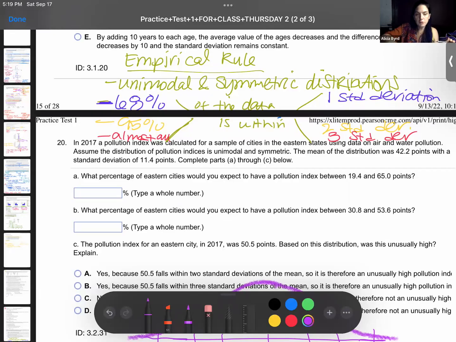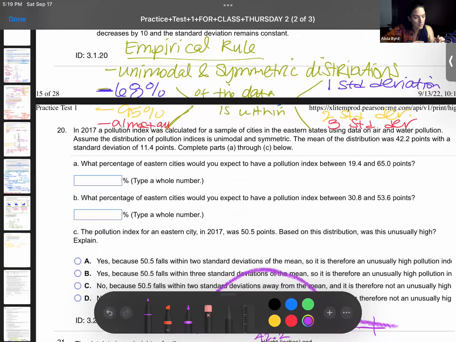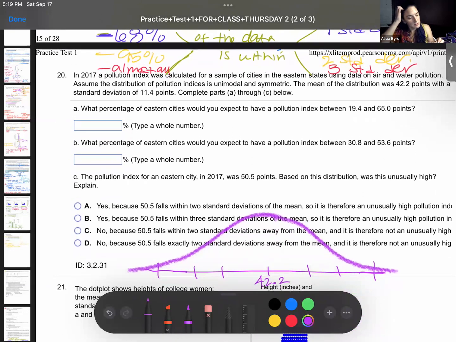All right, so we're looking at number 20 in our practice test. In 2017, a pollution index was calculated for a sample of cities in the eastern United States using data on air and water pollution. Assume the distribution of pollution indices is unimodal and symmetric, so that's important. The mean of the distribution was 42.2 points.